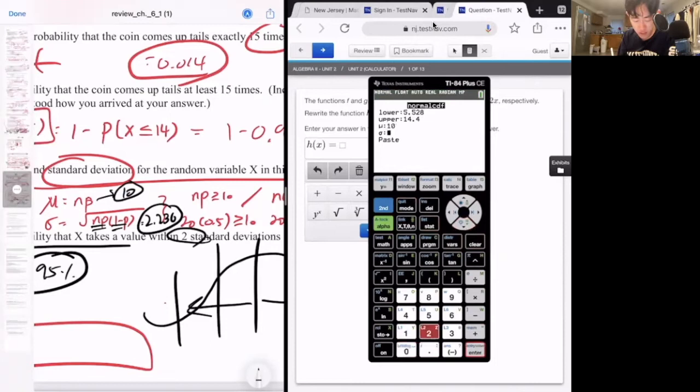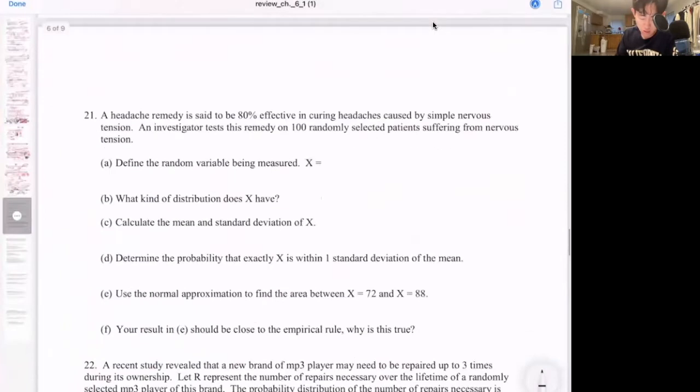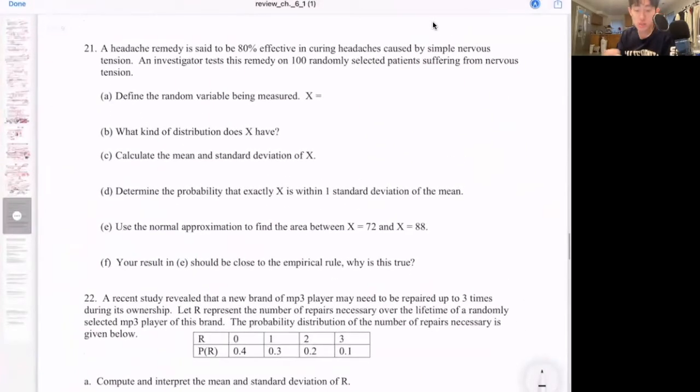Mean, standard deviation. Okay, paste, bam. Okay, so it's about 95%. So the empirical rule still stays because we're talking about a normal distribution. All right, so we're now on to 21 here.